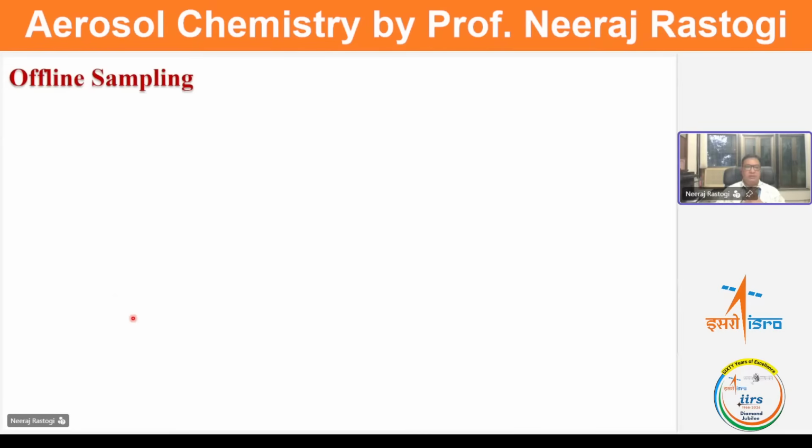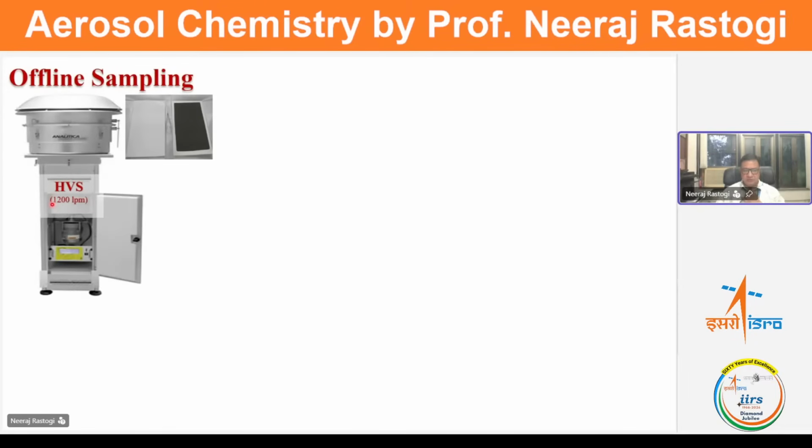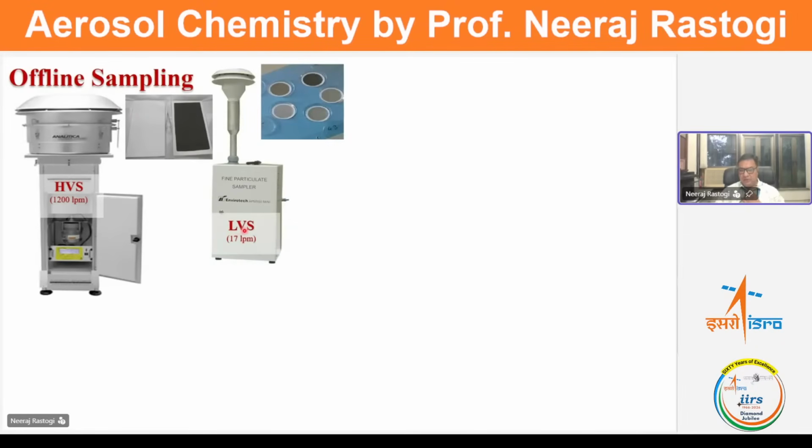So first let us talk about the offline sampling. Offline sampling means you take a sampler. This is called high volume sampler, which has a flow rate of 1200 liter per minute. And this is the filter before you, a blank filter without aerosol, and this is with aerosol. That means after some 12 to 15 or 24 hours of sampling, this kind of aerosol you are collecting on this kind of filter. Then you have LVS, low volume sampler, which has a flow rate of 70 liter per minute, while HVS is 1200 liter per minute. So we are using a smaller filter here. Again, you can see this white portion is the blank filter, and these are collected aerosol in different environments. So you can see different colors.